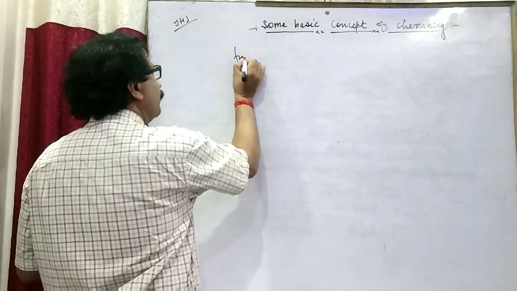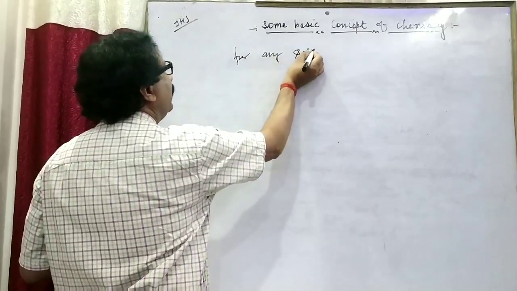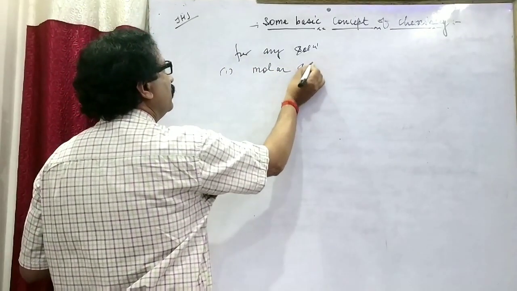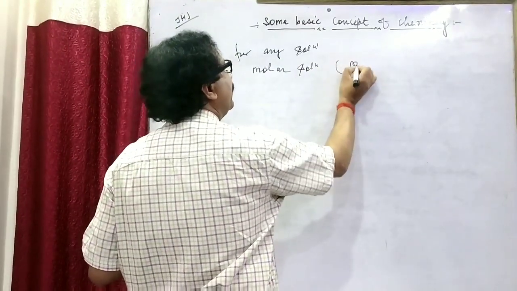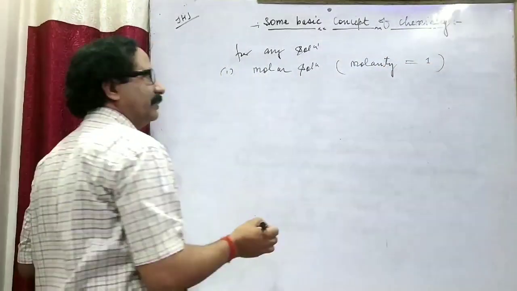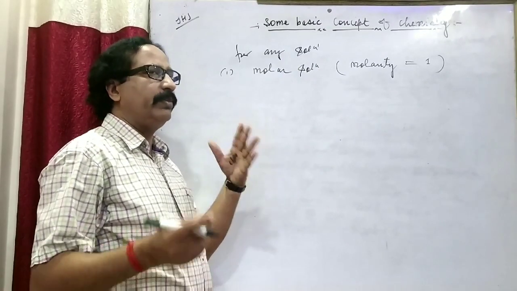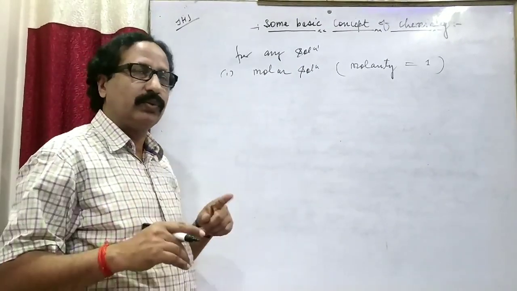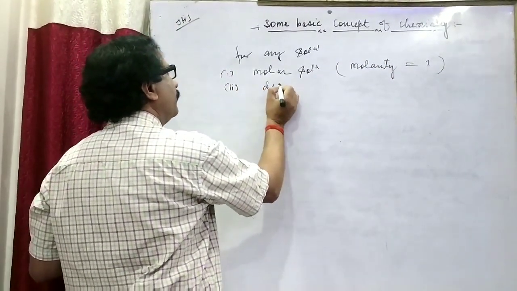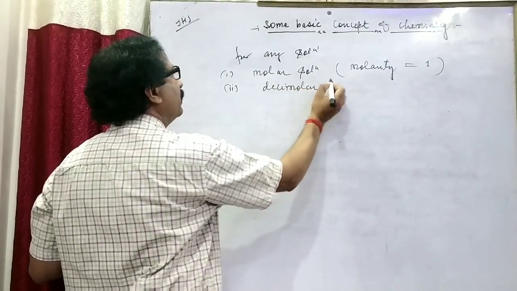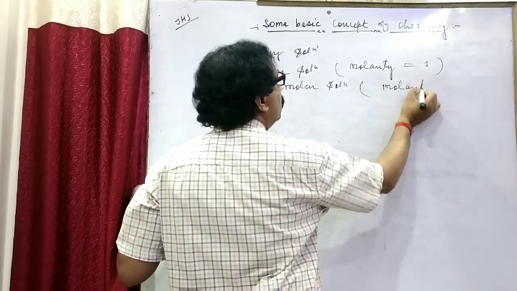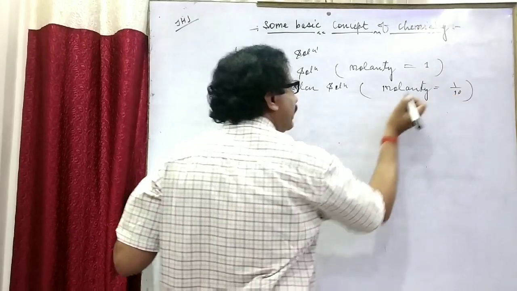About any solution. First, molar solution. Molar solution means its molarity is equal to 1. What do you mean by the molar solution? Molar solution is that solution whose molarity is 1. By the same way, decimolar solution. Decimolar solution means whose molarity is 1 by 10.